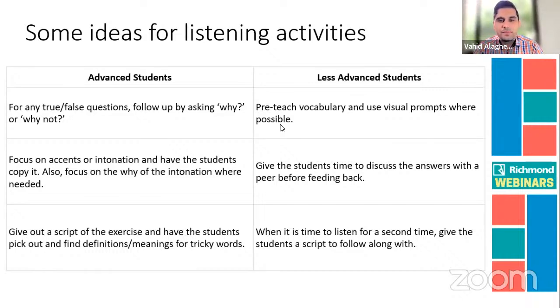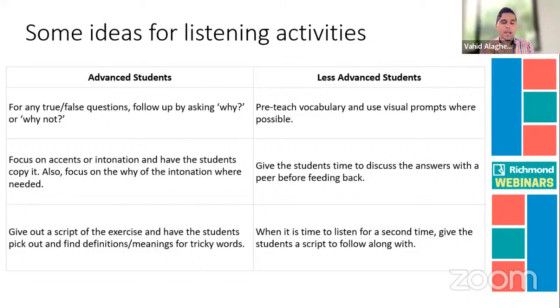Another idea that I always recommend to my students, because in Richmond we have English Attack also, is that the students can always double check the most important vocabulary before watching the video or listening to audio activity. So what I do with my students is creating a speaking activity prior to the listening activity.